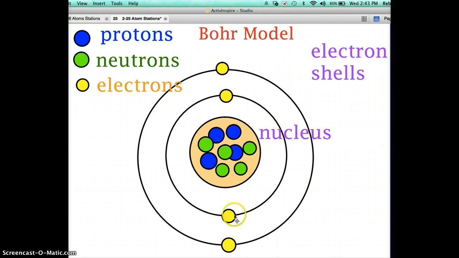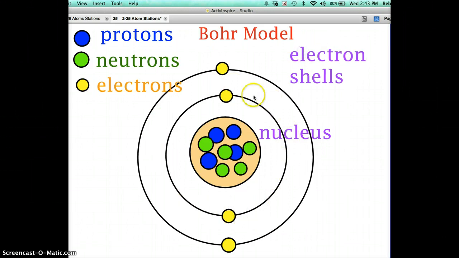Now, one thing you'll notice is that the electrons actually have these layers. Going around the nucleus, there's actually a layer of electrons that we call the electron shell. And then there's a second layer of electrons that we call a second electron shell.